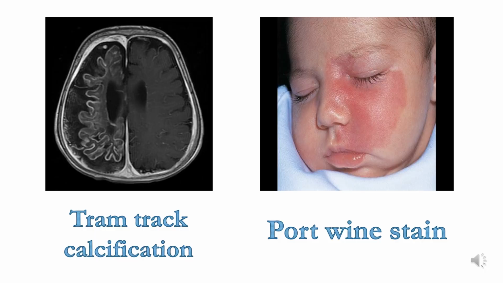So see the radiological image, you can see on the left side there is some serpentine white lesion, that is nothing but serpentine or tram track calcification. And you can see the baby is having some pinkish reddish area on the upper face, and it is also involving the eyelid, and that is nothing but port wine stain. So in Sturge-Weber syndrome the baby will have tram track calcification, and will also have port wine stain.